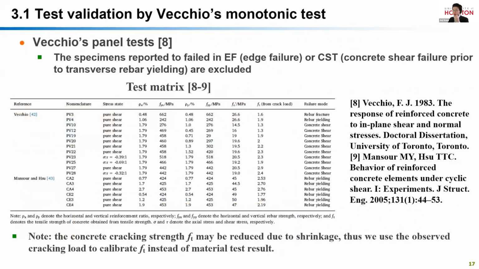This table shows the test metrics compared in this research. The monotonic tests were reported by Vecchio. However, in the original literature, some specimens failed in H-failure mode or premature failure mode, and the premature failure specimens were not simulated in this study. In addition, we use the observed cracking load to calibrate the FT instead of the material test result, because the shrinkage or other effect may reduce the tensile strength of concrete notably in this panel test.